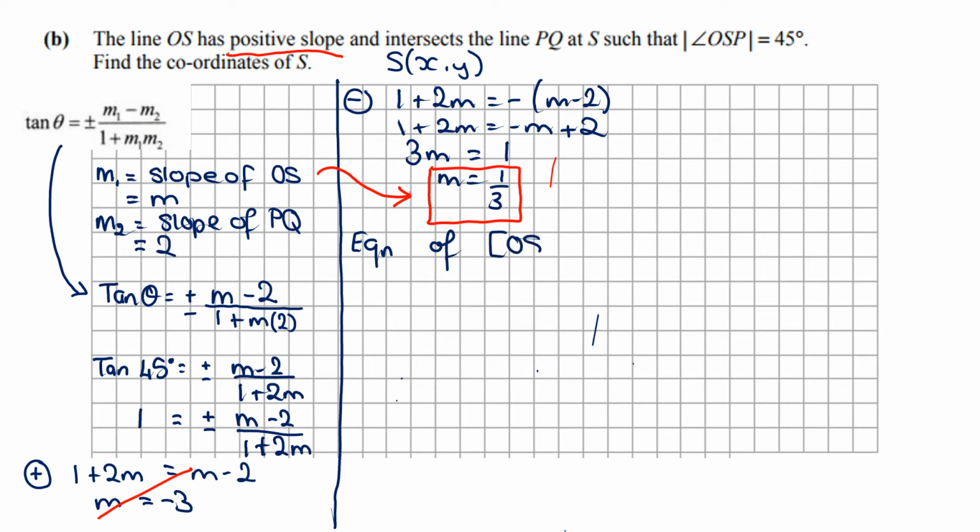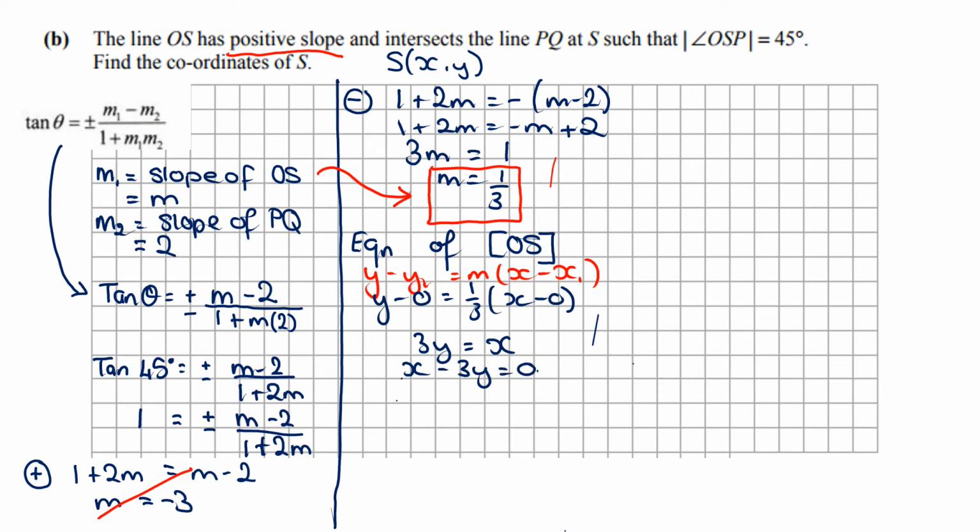So that should be straightforward to do now that we have the slope of OS and we have a point, (0, 0). So when we do that, using our formula from page 18, y minus y1 is equal to m bracket x minus x1, we get y minus 0 is equal to 1/3 (x minus 0). So we're left with 3y is equal to x, or if you prefer, x minus 3y equals 0.